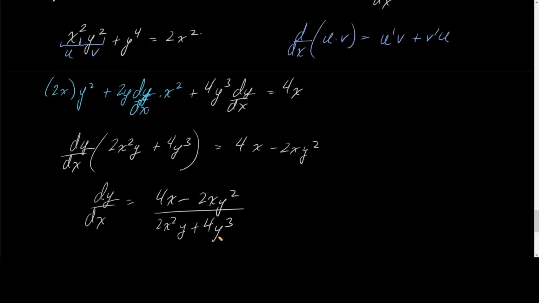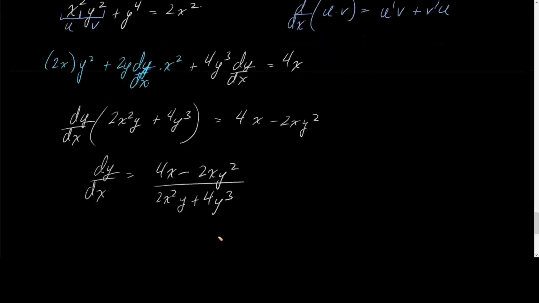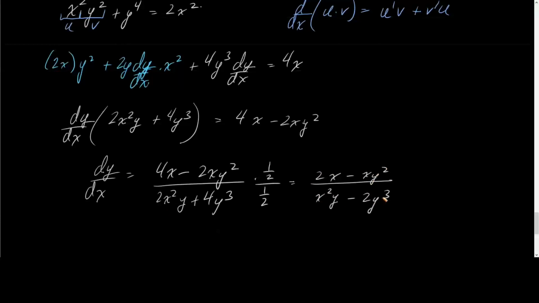All right. So that's as far as the derivative. I mean, what else can we do here? I see that we've got all even numbers everywhere here. So if I multiply by 1/2 over 1/2, in other words, divide everything by 2 here, I end up with (2x minus xy squared) over (x squared y plus 2y cubed).